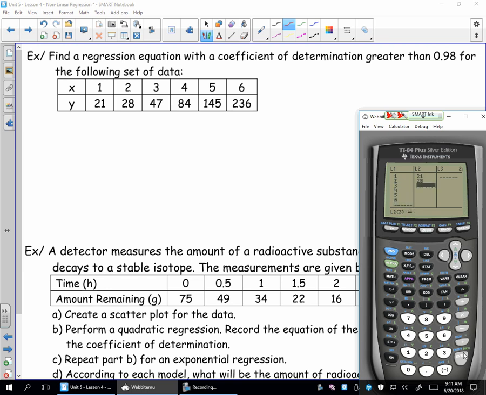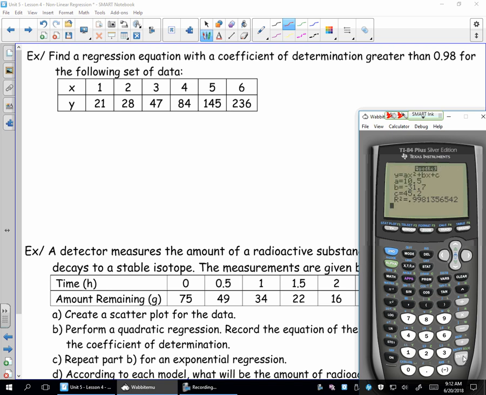Now, notice in this question that we don't have any context. It hasn't told us anything. We can't use any background knowledge to say, how is this changing? Okay, so we have to blindly try and find a regression with a coefficient of determination, r², greater than 0.98. So let's go try one. Well, what can we try? We don't want linear. Let's try quadratic.